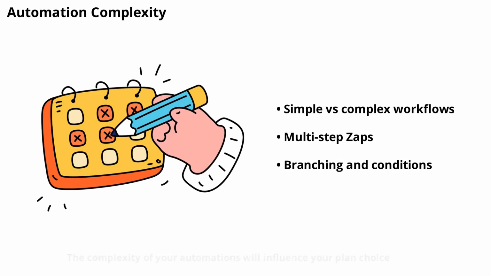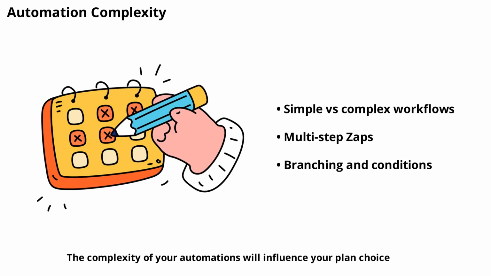The complexity of your automations will influence your plan choice. If you only need simple, single-step Zaps, the Basic plan is sufficient. For more complex workflows with multiple steps, branching, and conditions, the Pro or Enterprise plans are necessary. Consider the complexity of your processes before making a decision.